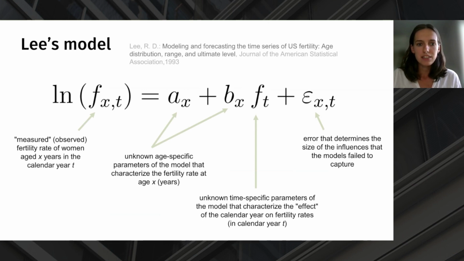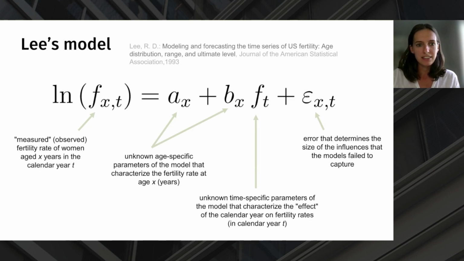In our research, we started from Lee's model, which was published in 1993 in the article Modeling and Forecasting the Time Series of US Fertility by Ronald Lee. Let f_xt represent the specific fertility rate at age x and calendar year t, and then the following equation defines the model of specific fertility rate.